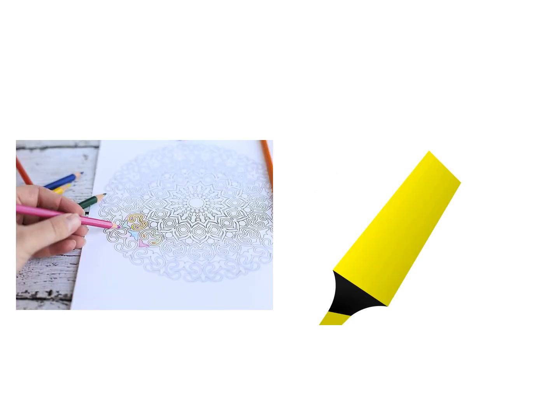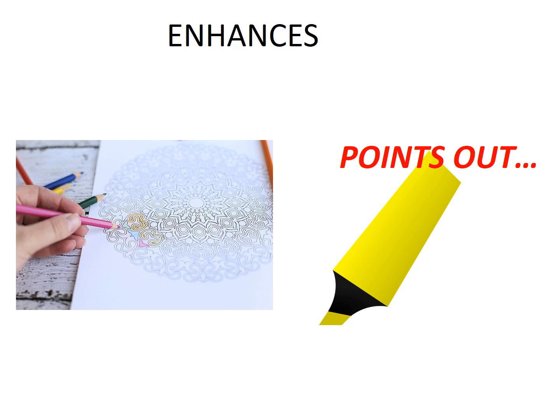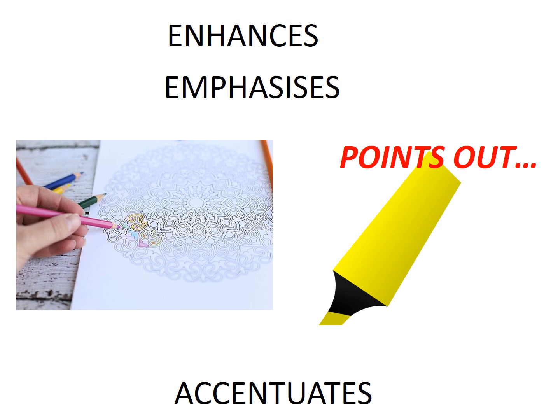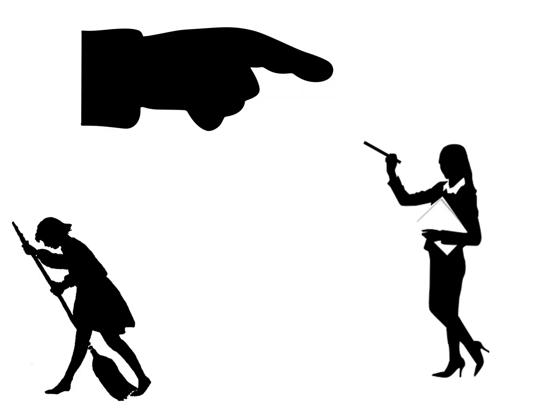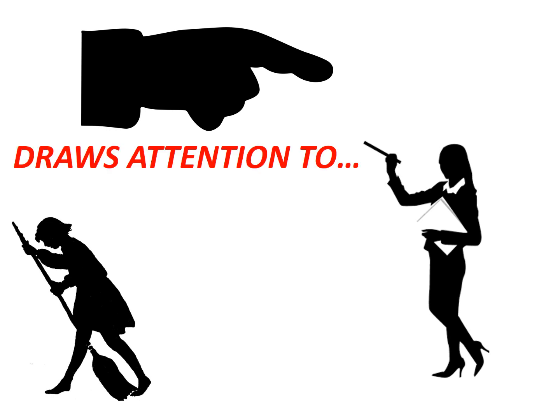Now, sometimes it's not exactly clear what the writer was getting at. So sometimes it suffices just to talk about how the writer points something out. The writer enhances. The writer accentuates, that means draws attention to. The writer emphasizes, or even simply the writer highlights. These are much more interesting than the writer suggests. And this continues. There are more ways that we can draw attention to something.